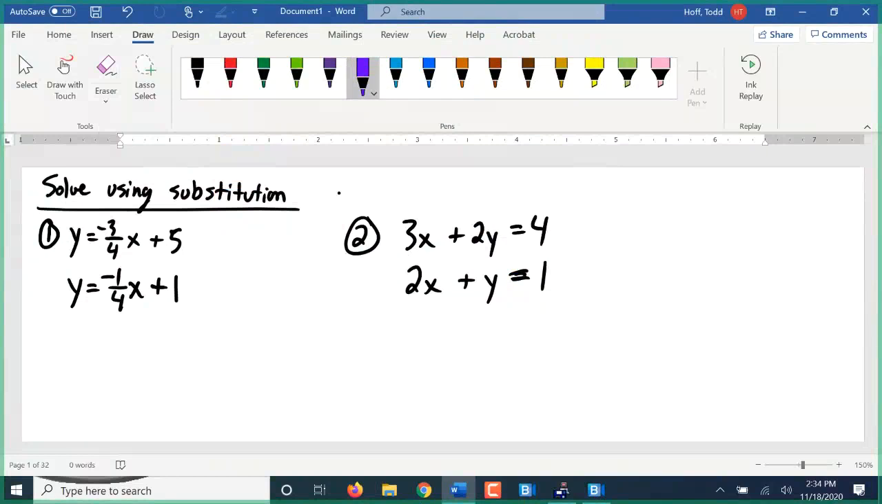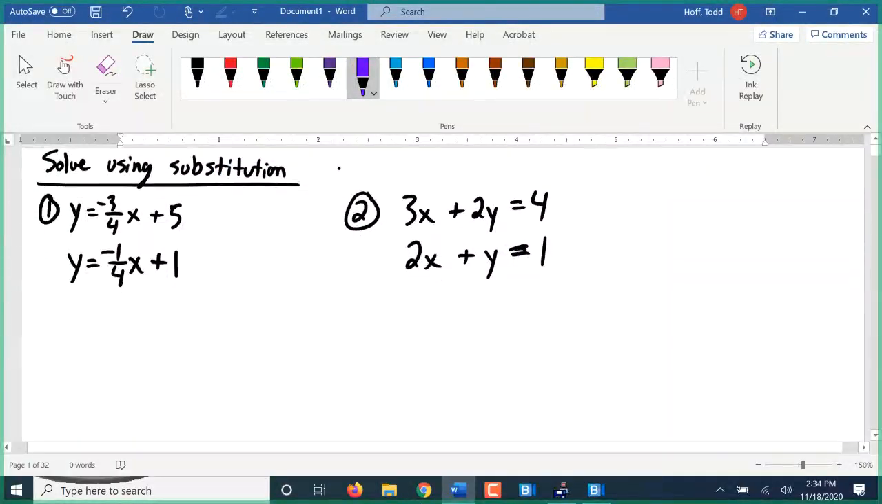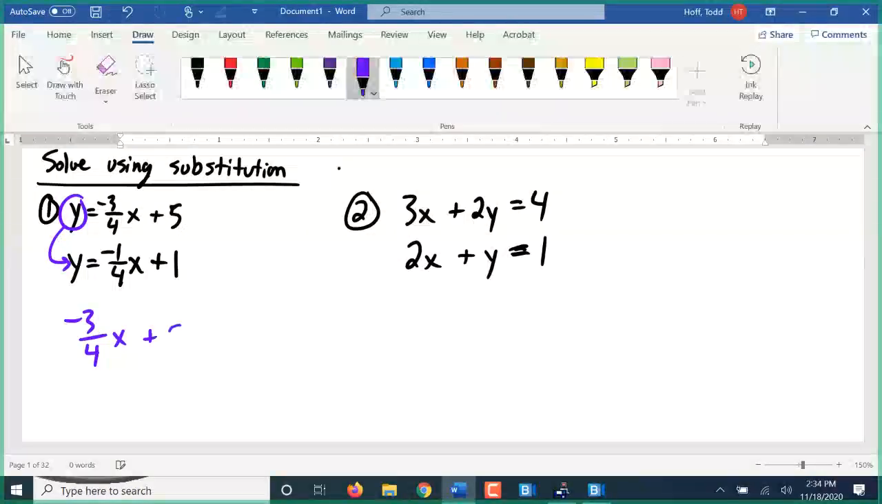Both equations are already solved for y. So all we have to do is just put them together. We'll put this y in place of that one. So negative 3/4 x plus 5 equals negative 1/4 x plus 1.